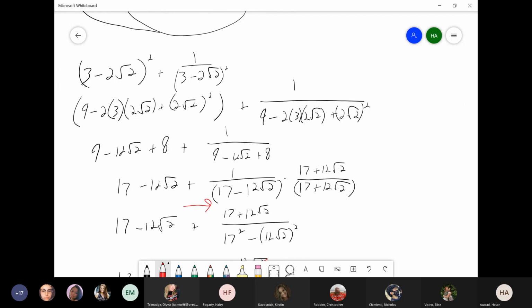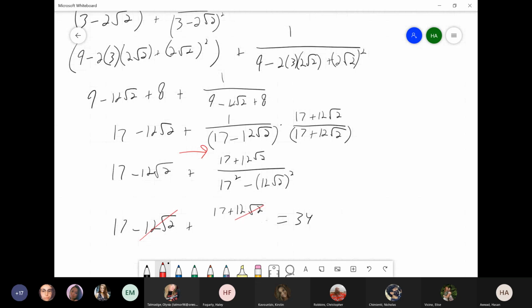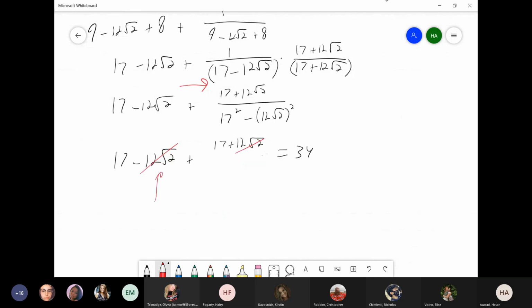Once we got to this point where we had the 17 minus 12 square root of 2, we just conjugated it. We used the rationalization methods, so that we could get something in the numerator, and very nicely, 17 squared minus 12 square root of 2 squared just comes out to be 1. So everything in the numerator divided by 1 is just everything in the numerator. Then we see that this term cancels with this term. You're just left with 17 plus 17, and we have now shown that we get 34 back.